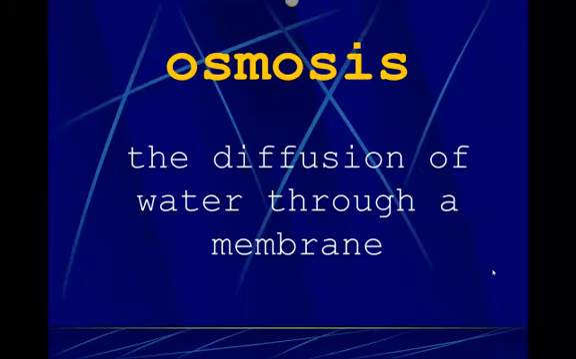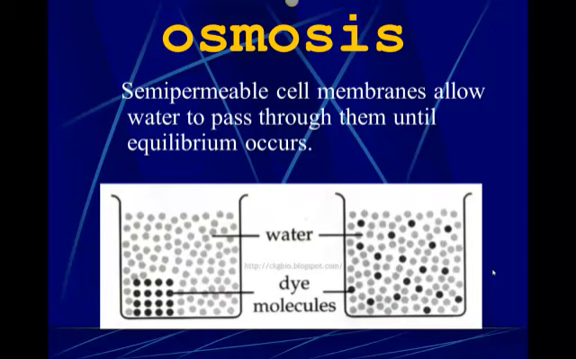Osmosis is a special kind of diffusion. It's the diffusion of one substance only, and that's water. So it's the diffusion of water through a membrane. Semipermeable cell membranes allow water to pass through them until equilibrium occurs. So yes, diffusion will occur, osmosis will occur until we reach an equilibrium, and that's what stops it.